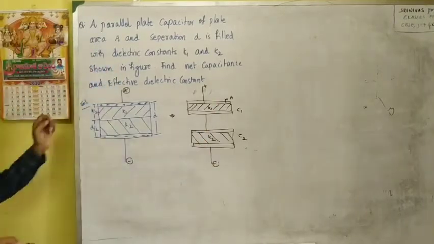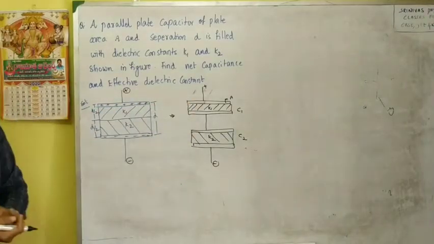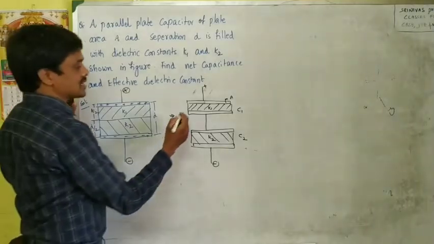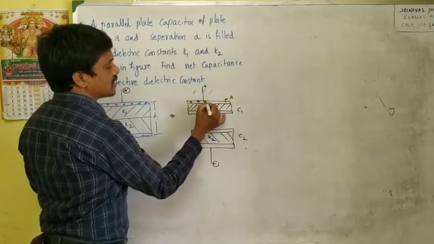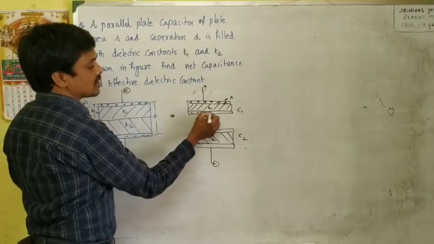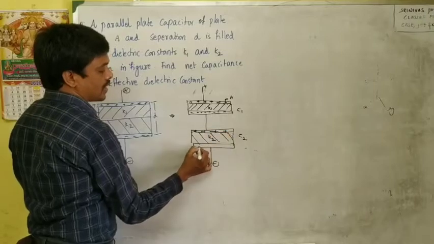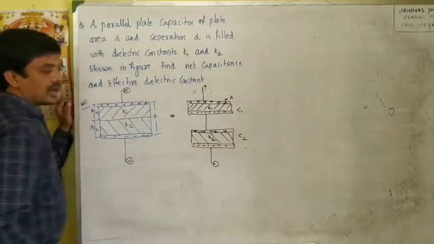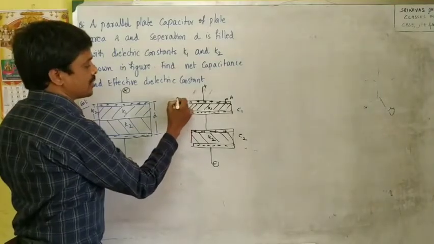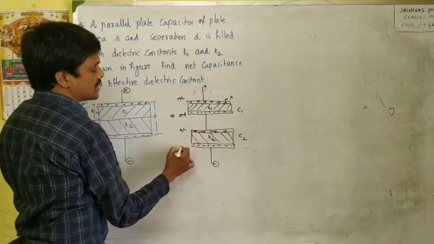Now we split the one capacitor into these two capacitors in order to find the effective capacitance easily. This is positive, which means negative charge is induced here, and this is negative. Now these two capacitors are in series combination. This is the first plate, second plate, and the first plate and second plate.